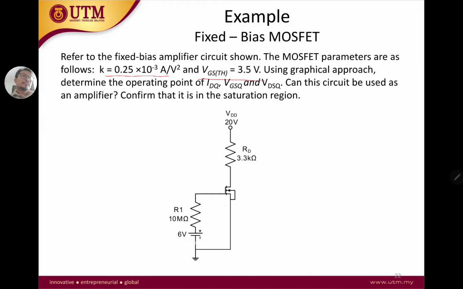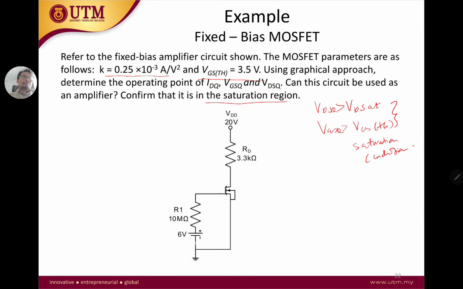Given the circuit configuration below, you want to find the operating point IDQ, VGSQ, and VDSQ. And the question is, can this circuit be used as an amplifier? Confirm that it's in the saturation region. Remember, it's in the saturation region if your VDS is greater than your VDSAT, and VGS is greater than VGS,TH. This is the saturation condition, so in the end our Q has to satisfy that.